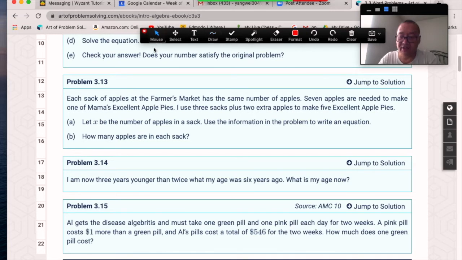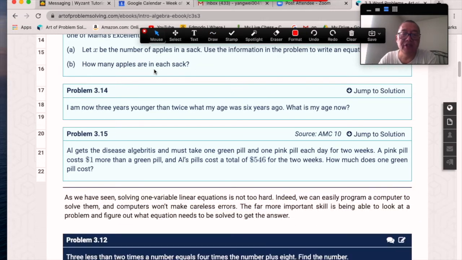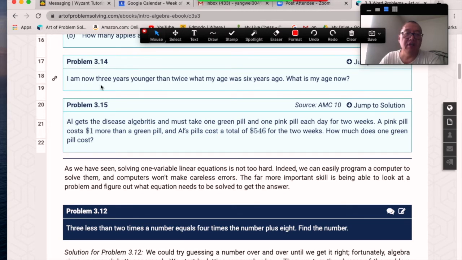This one is 3.14. This one says: I am now 3 years younger than twice what my age was 6 years ago. What is my age now? To solve this problem, we already learned you need to set a variable for the number they ask you to find. Here they ask you to find my age now. So let's set my age now as x, right?